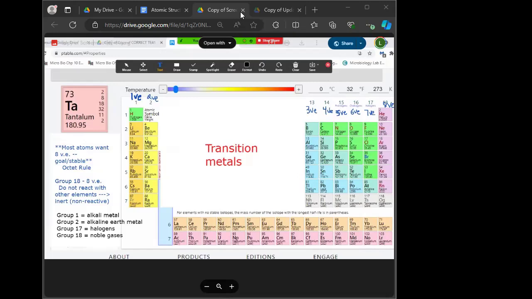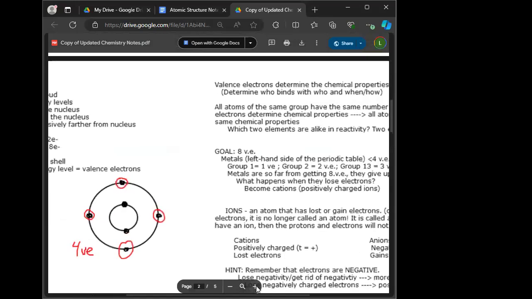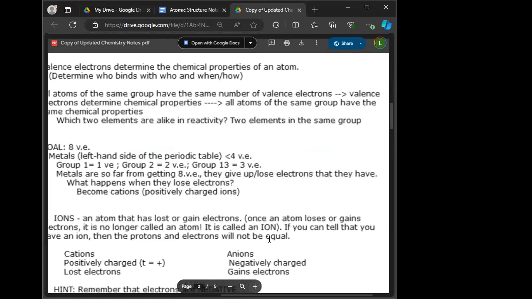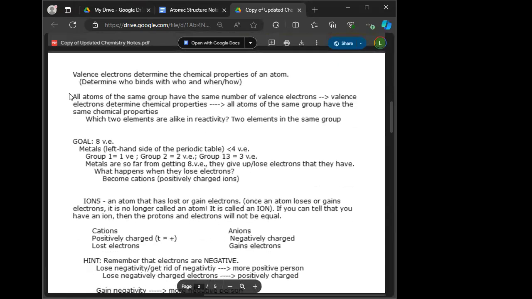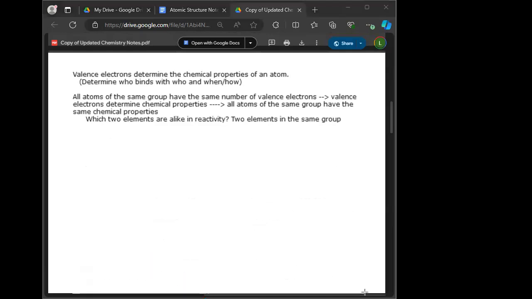Okay, now let's go back and take a look at why we are even talking about the valence electrons. What makes them so special and important? The reason valence electrons are so important to talk about is because they determine the chemical properties of an atom. They basically can determine who binds with who and when and how and why.